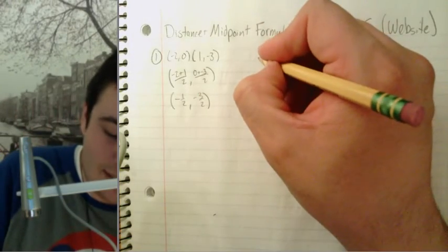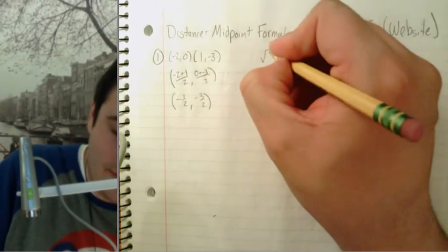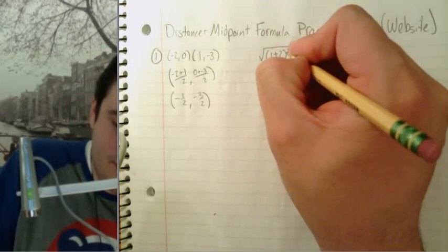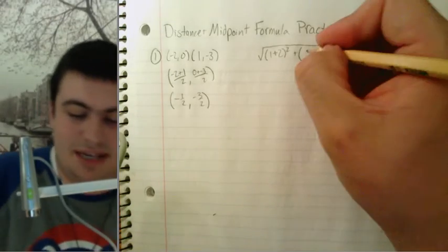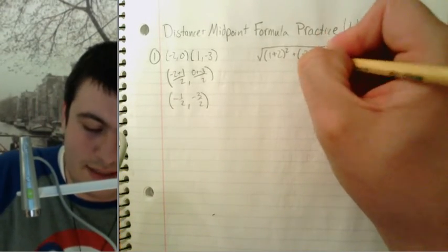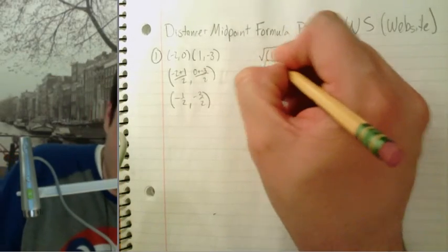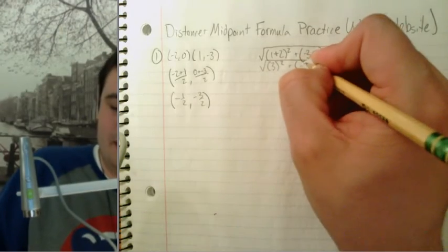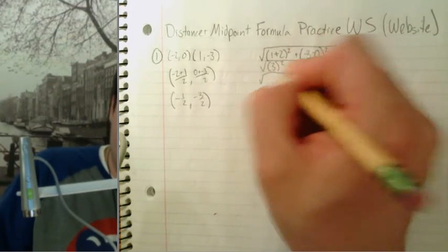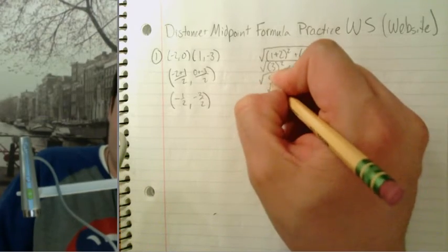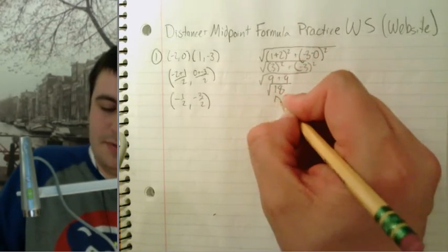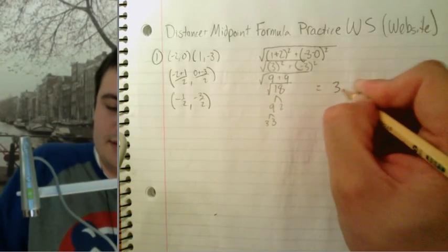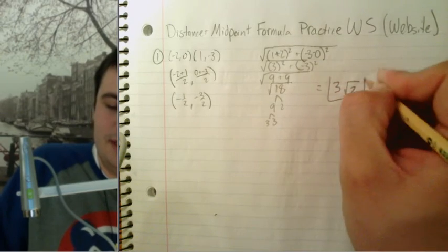Now for our distance, we have the square root of the difference of x's. So I'm going to say 1 minus negative 2 squared plus the difference of y's, negative 3 minus 0 squared. So I have the square root of 3 squared plus negative 3 squared. So we have 9 plus 9. So the square root of 18, which is 9 times 2. 9 is 3 and 3. So that means our distance is 3 times the square root of 2.